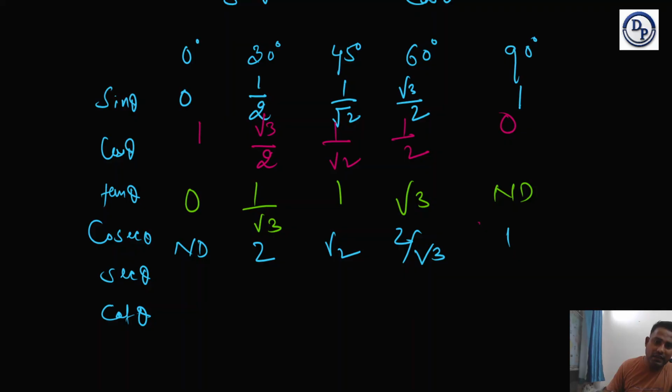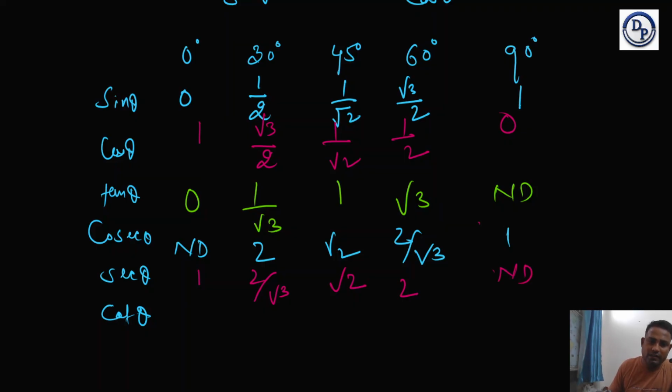Similarly, for sec, what we do is take the values of cos and take their reciprocal. 1 by 1 gives us 1, whereas root 3 by 2 gives us 2 by root 3. Similarly, this gives us root 2, and here this gives us 2 only. And 0 by 1 is not defined.